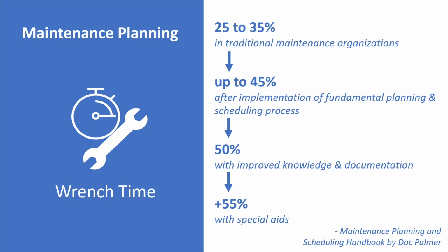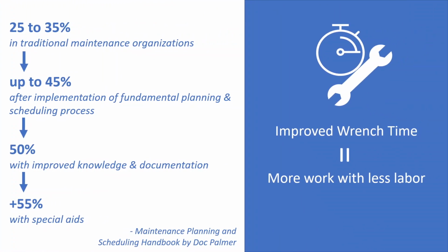An increase of wrench time from, say, 25% to 50% means that now you're getting more hands-on work done in a given day. With increased productivity, a smaller amount of labor would get more work done. Hence, maintenance planning is not just about bringing efficiency to work management, but also provides direct financial benefits to the maintenance organization. Now that we understand the purposefulness of maintenance planning, we will get into its technical details in subsequent lectures.